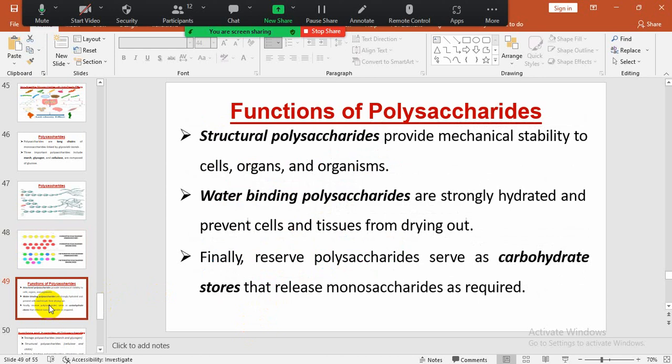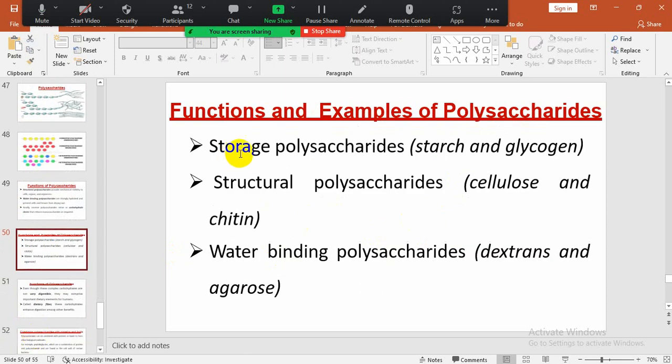Functions of polysaccharides. Polysaccharides are structural. They provide mechanical stability to cells, organs, and organisms. Water-binding polysaccharides are strongly hydrated and prevent cells and tissues from drying out. An example of a water-binding polysaccharide is starch. It can absorb water. Storage polysaccharides are starch and glycogen. Structural polysaccharides are cellulose and chitin.